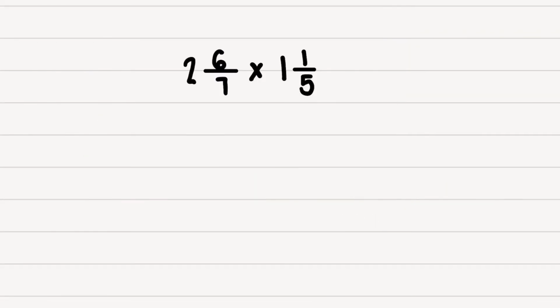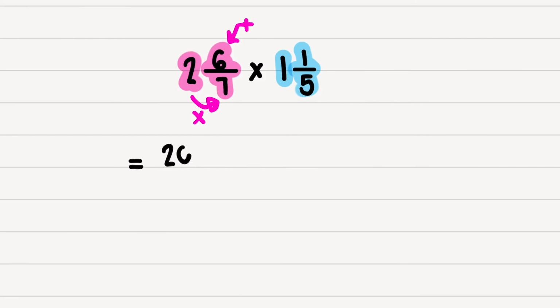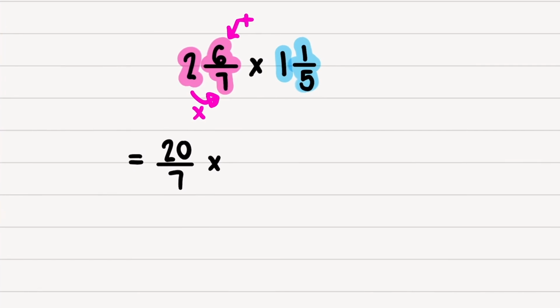Looking at my last example, I have two mixed fractions being multiplied together. I have 2 and 6 over 7, and I have 1 and 1 over 5. I'm going to change the 2 and 6 over 7 by multiplying the 2 with the denominator of 7 and then adding the 6. So 2 times 7 is 14 plus 6 is 20 over the denominator of 7, multiplied with, I'm going to do the same thing with the 1 and 1 over 5. I'm going to change it into an improper fraction. 1 times 5 is 5 plus 1 is 6 divided by 5.